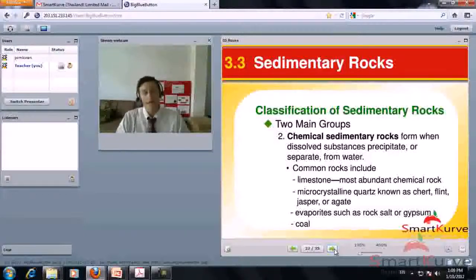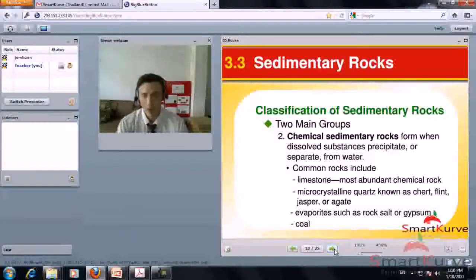Well, sedimentary rocks can form the same way. Some of the substances that form rocks can dissolve in water to where we're talking individual molecules. Then when the water evaporates, all that's left is that precipitate. An example of this would be limestone. This is the most common chemical rock.